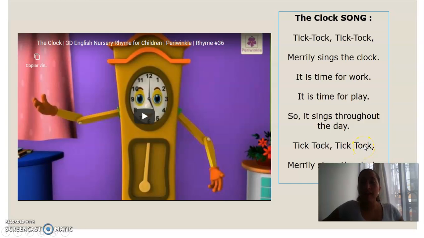Tick tock, merrily sings the clock. It's time for work, it's time for play, to use the sea throughout the day. Tick tock, merrily sings the clock. It's time for work, it's time for play, so it sings throughout the day. Tick tock, merrily sings the clock.